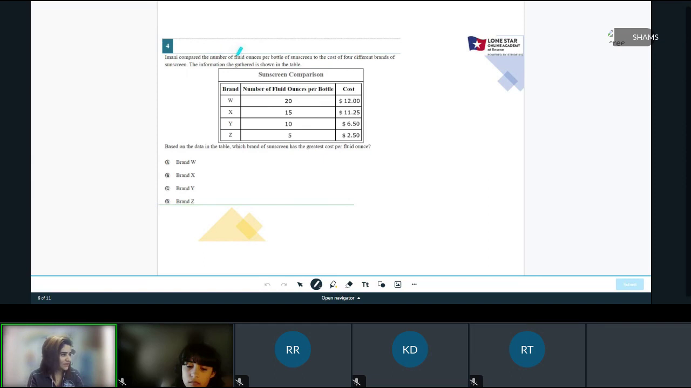Imani compared the number of fluid ounces per bottle of sunscreen to the cost of 4 different brands of sunscreens. The information she gathered is shown in the table. Brand W, you can get 20 ounces for $12. Brand X, you can get 15 ounces for $11.25. For brand Y, you can get 10 ounces for $6.50. For brand Z, you can get 5 ounces for $2.50.